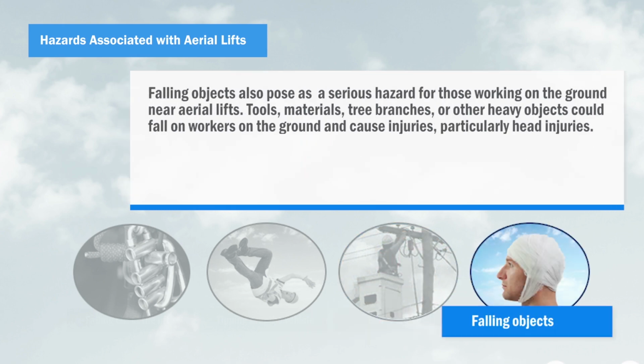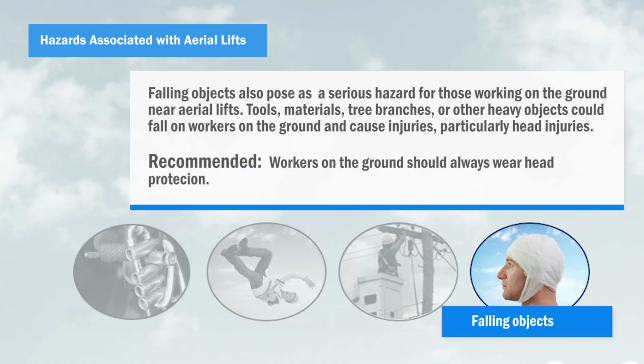Falling objects. Falling objects also pose a serious hazard for those working on the ground near aerial lifts. Tools, materials, tree branches, or other heavy objects could fall on workers on the ground and cause injuries, particularly head injuries. Recommended: workers on the ground should always wear head protection.